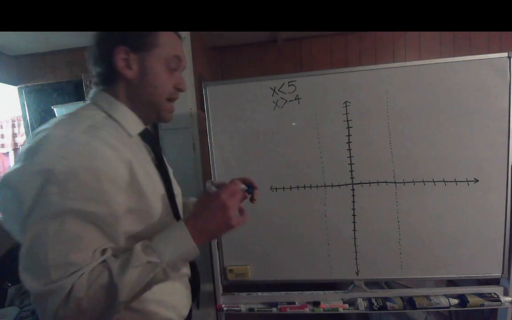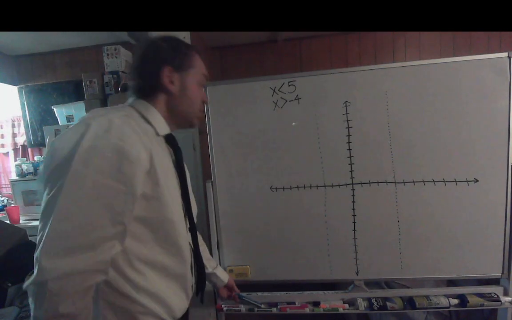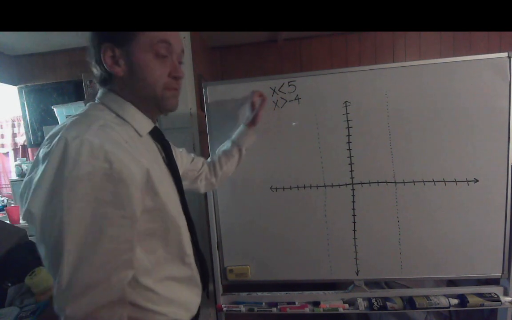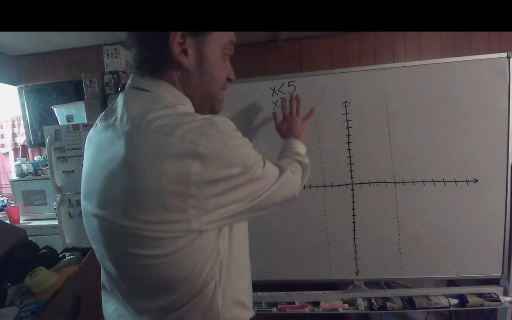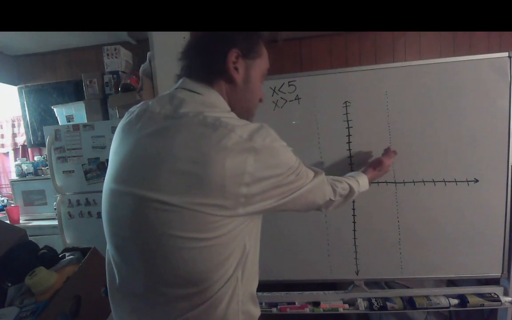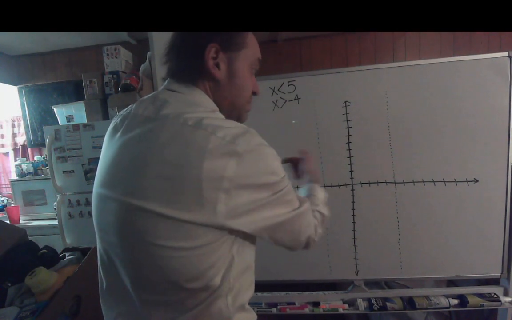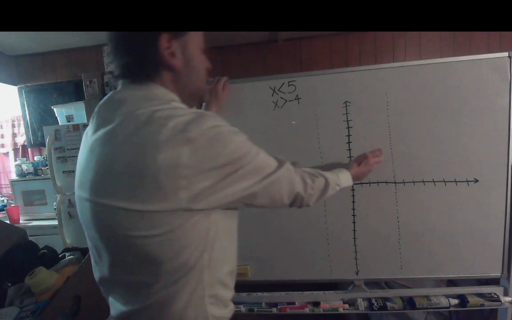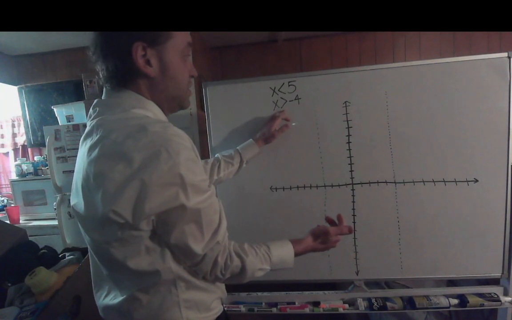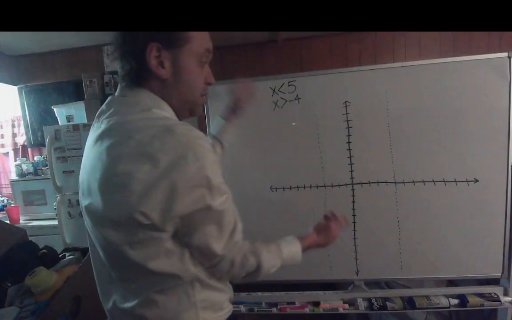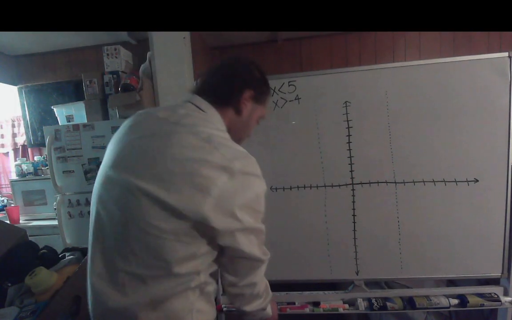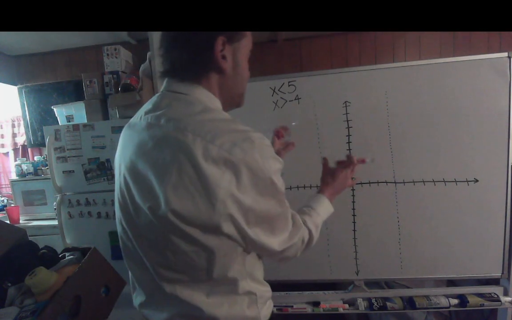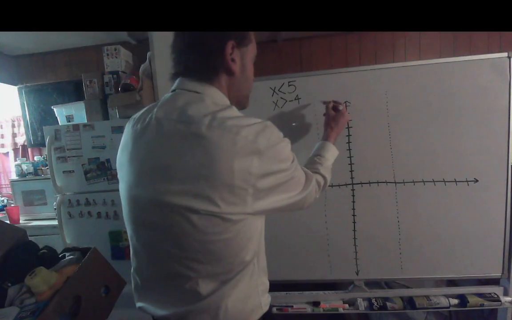So let's go ahead and do just that right now. Alright, so we've graphed both lines. Now, what region meets both criteria? x is less than 5. So start with x is less than 5. It's definitely going to be going this way, right? It's going to be to the left of the x equals 5 line, that dotted line. But at the same time, x also has to be greater than -4, which would be going that way. So the region that meets both criteria is going to be between -4 and 5.